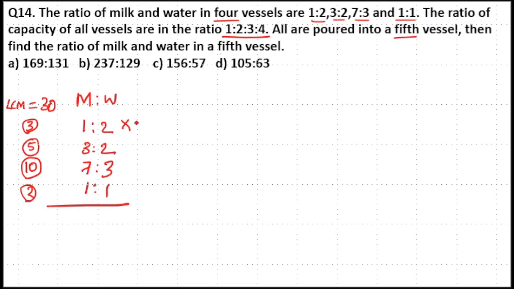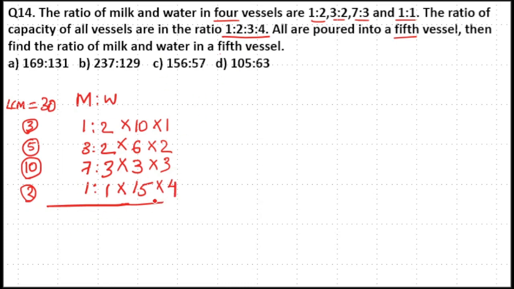So 3 into 10 is equal to 30, so multiply first with 10. 5 into 6 is equal to 30, so multiply second with 6. 10 into 3 is equal to 30, so multiply third with 3. 2 into 15 is equal to 30, so multiply fourth with 15. Now total parts are equal. Now you have the capacity of all vessels in the ratio 1 is to 2 is to 3 is to 4. That means multiply 1 here, 2 here, 3 here and 4 here.